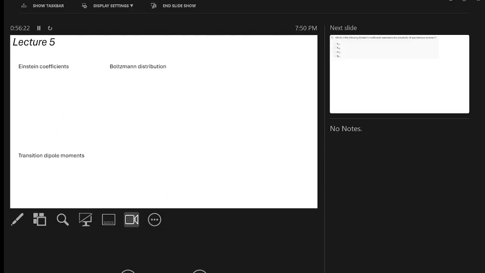Now coming to the next question. So the last one, the transition. For this we will try to understand some of these concepts. Einstein coefficient. There are 3 coefficients. So it's A, B12, B21.